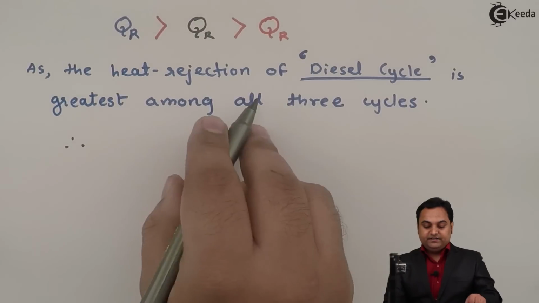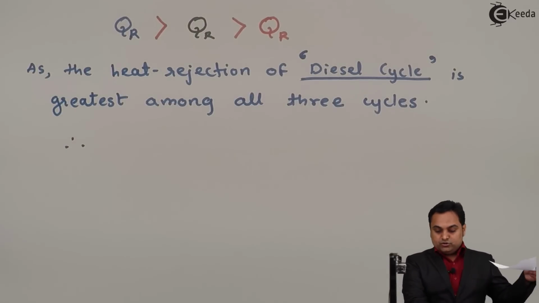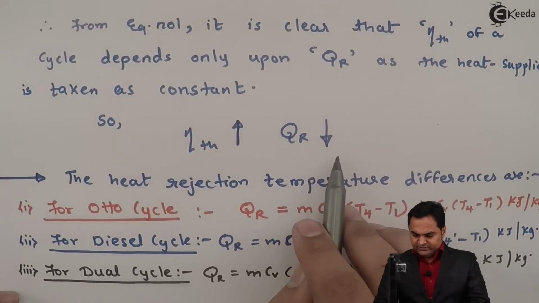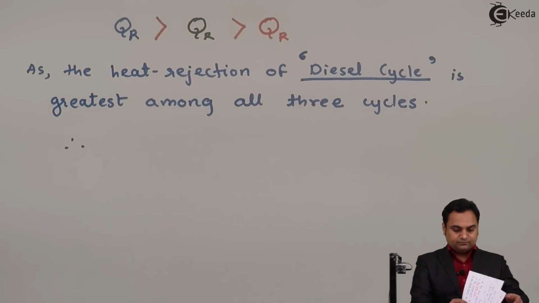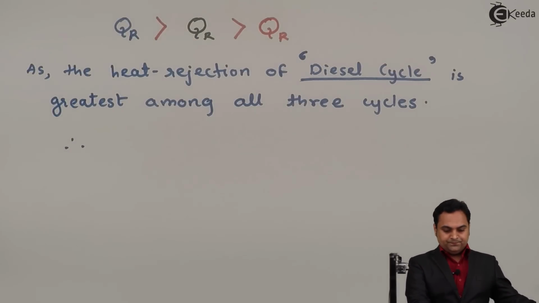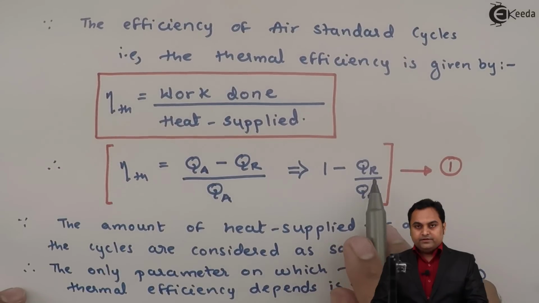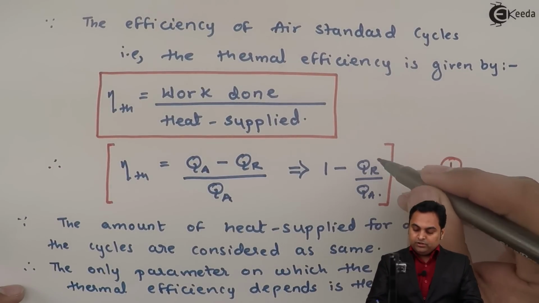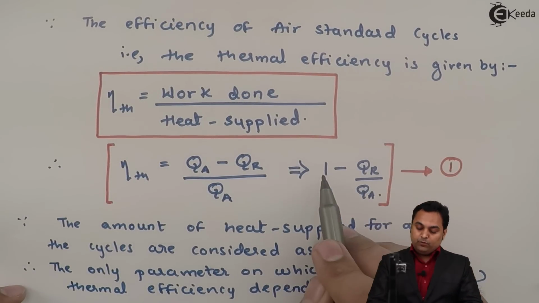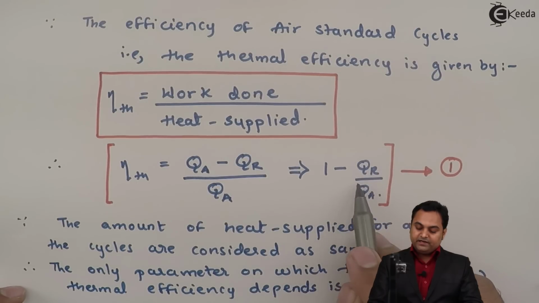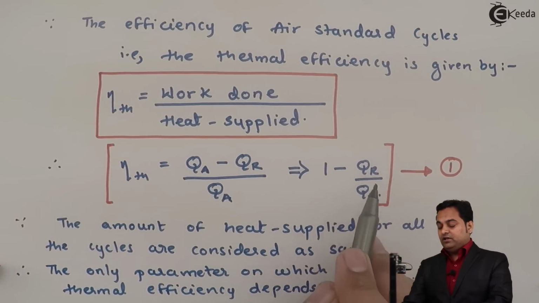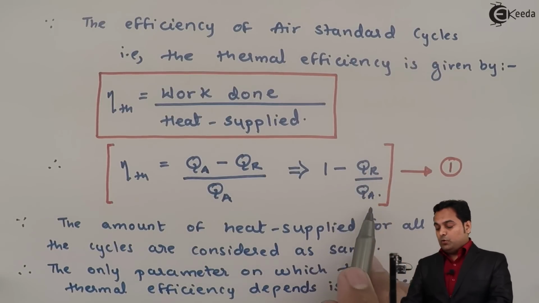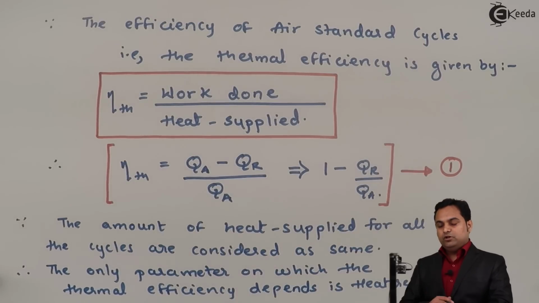Therefore, as the heat rejection of the diesel cycle is greatest, if the heat rejection increases, then thermal efficiency will decrease. It is clear from equation number 1 that if we increase this numerator, the whole value will increase, and from 1 the greater value will be subtracted, so thermal efficiency will decrease. So the heat rejected of the diesel cycle is greatest, so the value of Q_R upon Q_A for the diesel cycle will be greatest and efficiency will be lowest.